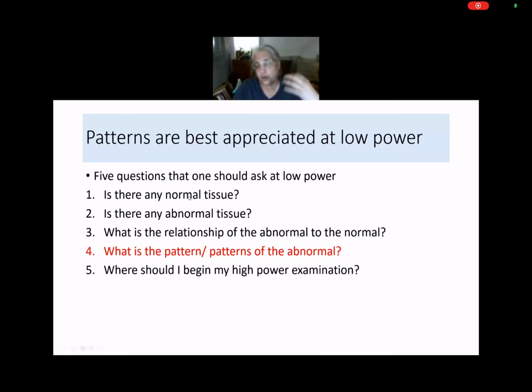And these are 5. What do I use low power for? What should you use low power for, apart from just looking at the pattern or patterns of the abnormal? And these are 5 things, and please put it into your diagnostic armamentarium. If you find that these things are helpful for you, then please use it.